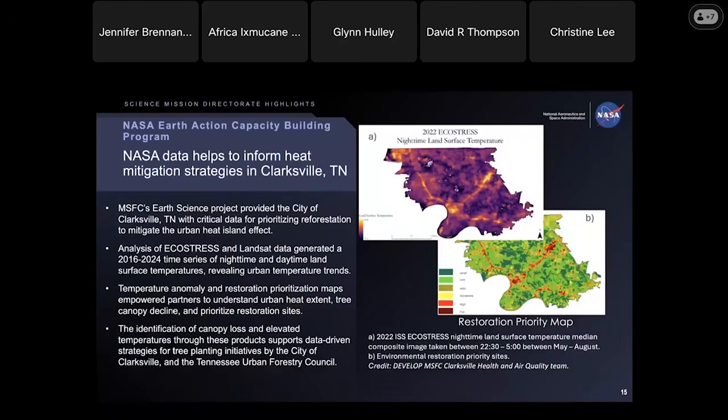Another example of using NASA data, so ECOSTRESS and using Landsat together. Here's an example of a project out of Marshall that was looking at the city of Clarksville, Tennessee, and using a combination of ECOSTRESS and Landsat to generate a time series of nighttime and daytime land surface temperatures that allowed them to reveal patterns in urban temperature trends. And this work was done in collaboration with the city of Clarksville and the Tennessee Urban Forestry Council.